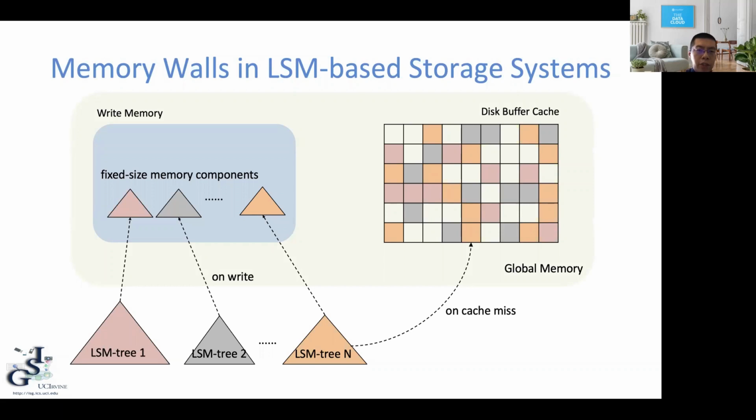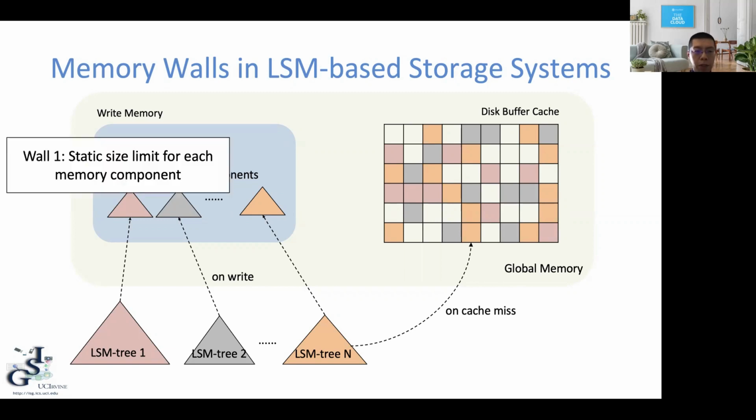This is a typical architecture used by today's LSM storage engines. The global memory will be divided into a write memory region to store the memory components and a disk buffer cache region to cache the immutable pages from the disk components. But this architecture contains several memory walls.